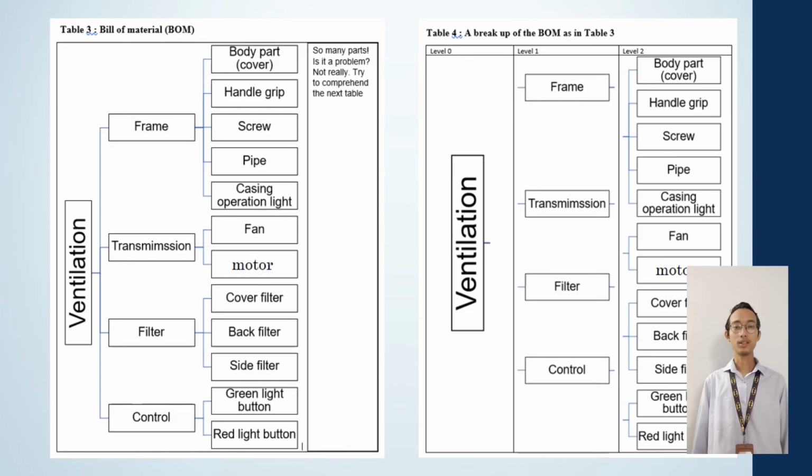For the next slide, it is our table for the bill of material. In the table we can see the first column is ventilation, and the second column is the level 1 column. In the level 1 column we can see it has frame, transmission, filter and control. The third column is the level 2 column, and in it we have body parts, handle grip, screw, pipe, casing operation light, fans, motor, cover filter, back filter, side filter, green light button and red light button.